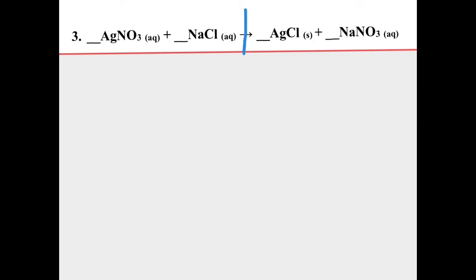I've got one nitrate here, NO3, and one nitrate there. I have one silver and one silver. I have one chlorine and one chlorine. And I have one sodium and one sodium. So nicely enough, these are balanced out, 1, 1, 1. So that was nice. Okay, so now let's start working and interpreting what these mean.